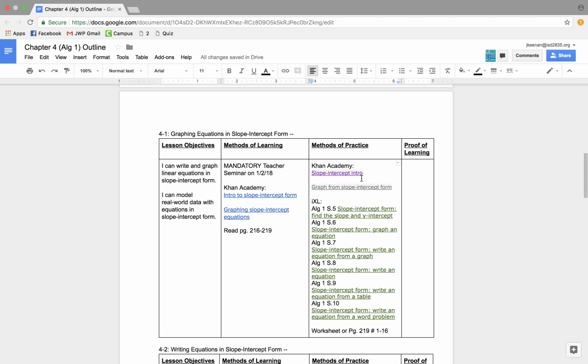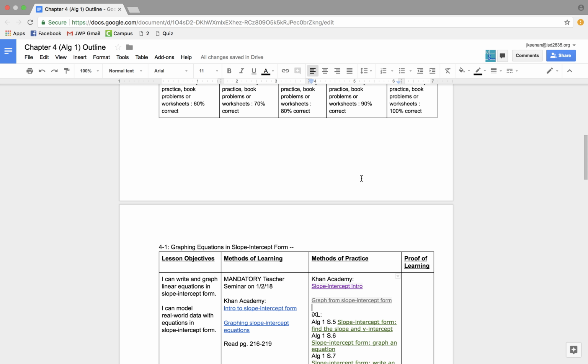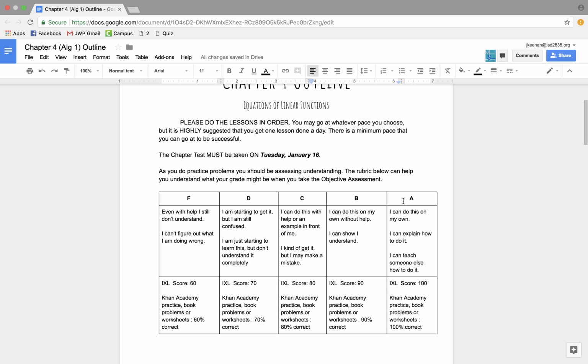I'm not grading the IXLs. The IXLs are your class time practicing. Your proof of learning is what's being tested. And you're not doing that proof of learning until you can say, I can write and graph linear equations in slope-intercept form. By doing that, I can do this on my own, I can explain how to do it, and I can teach someone else how to do it, if I want to have that A quality work.